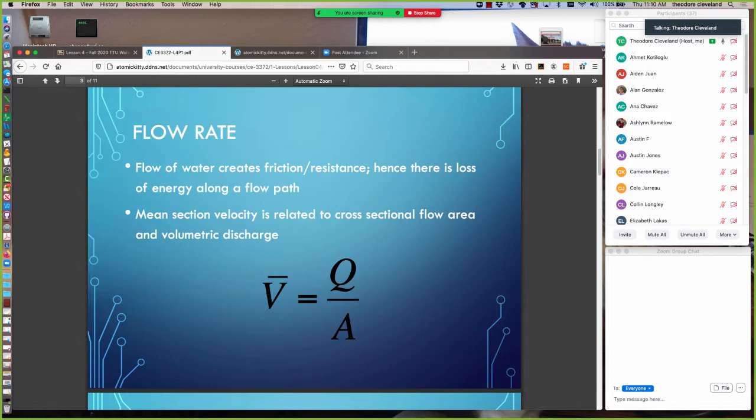Now, moving water also creates or experiences friction and resistance, and that causes head loss along a flow path. So if we had an absolutely frictionless pipe, the only energy that the water would have to have is sufficient energy to handle the change in elevation. But in practical systems, it also has to have enough energy to overcome friction imposed by the system.